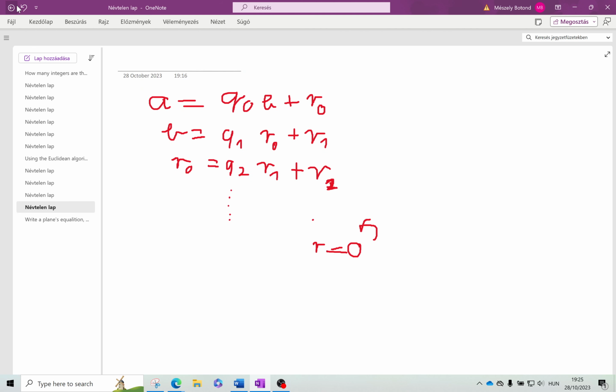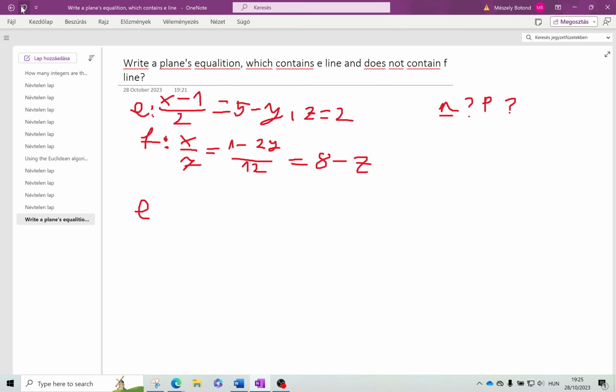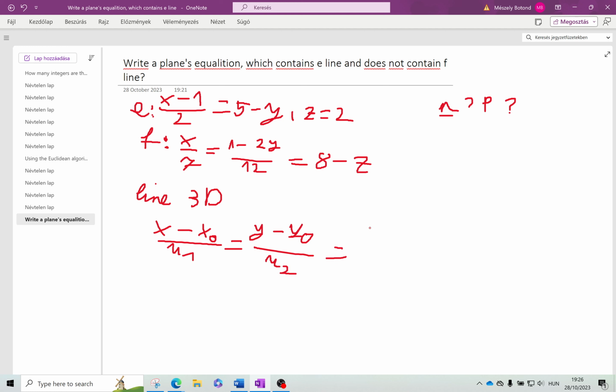So, usually, a line equation in 3D looks something like this: (x minus x0) per u1 equals (y minus y0) per u2, and equals (z minus z0) per u3.